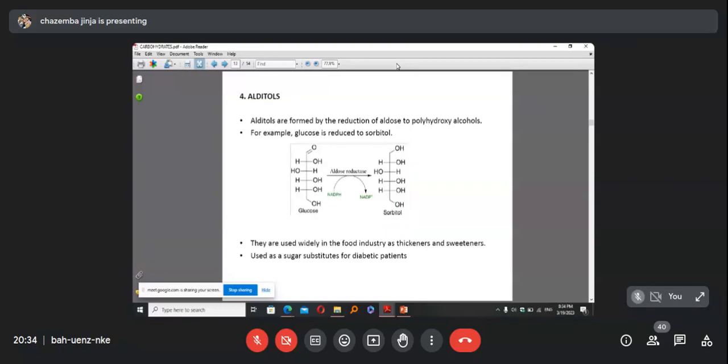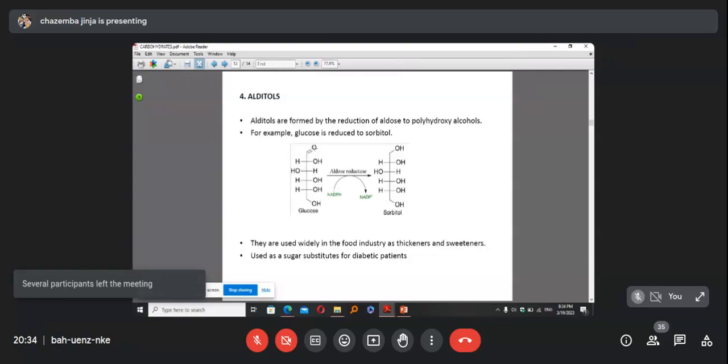The next derivative we can look at is alditols. Now, the first 3 were formed by oxidation, but alditols are formed by the reduction of an aldose to a polyhydroxyl alcohol. So they're forming an alcohol. So an example is given here when glucose is reduced to sorbitol. So we have this glucose here. This is a glucose molecule.